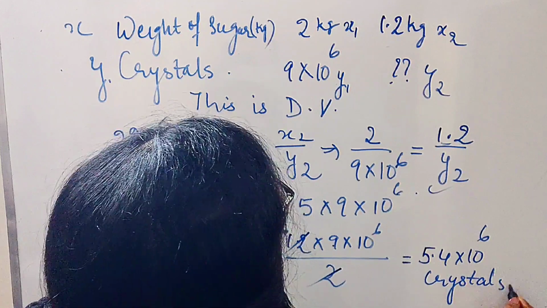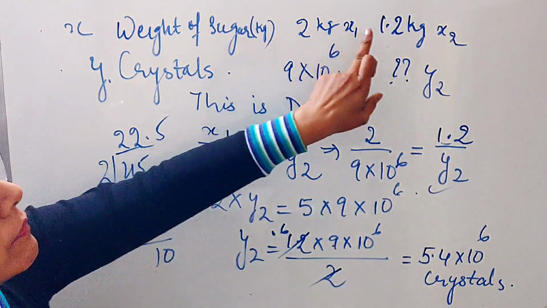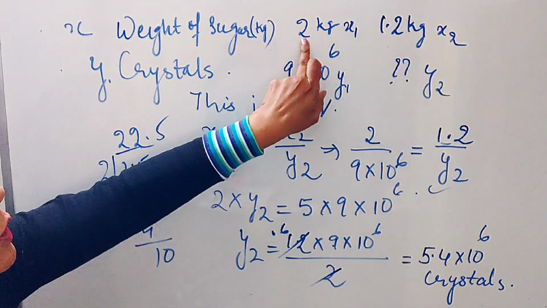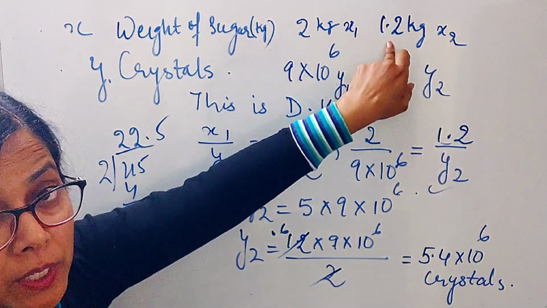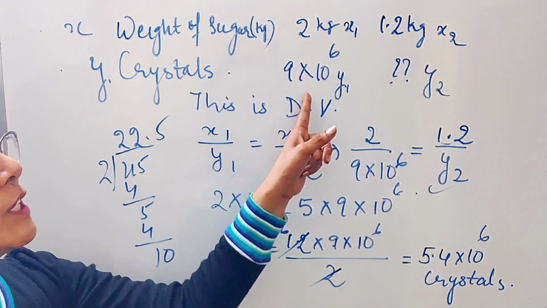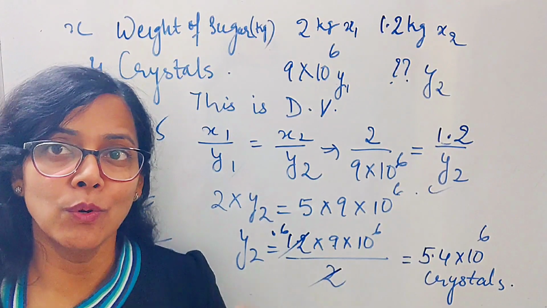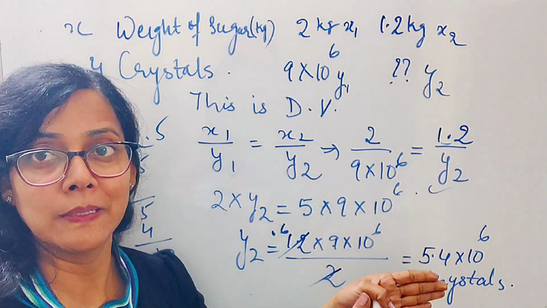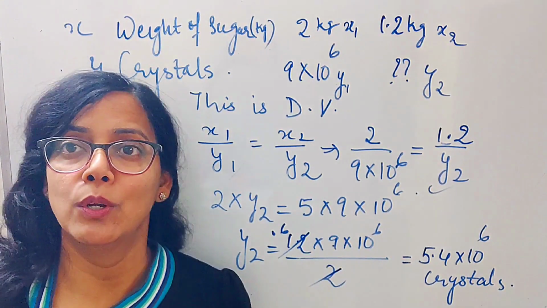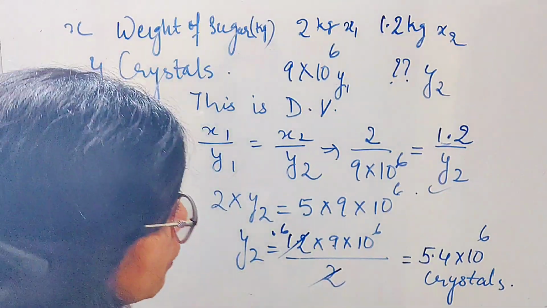Now see, when we have reduced the weight of the sugar, here it was 2 kg, now we have reduced it, so the crystals also reduced. So here both are decreasing. So this is again an example of direct variation. So this is the answer.